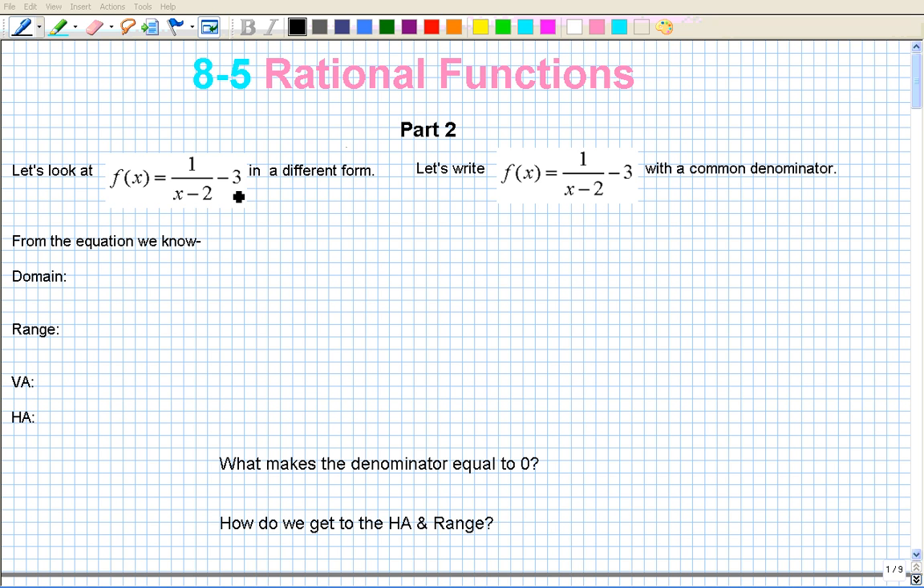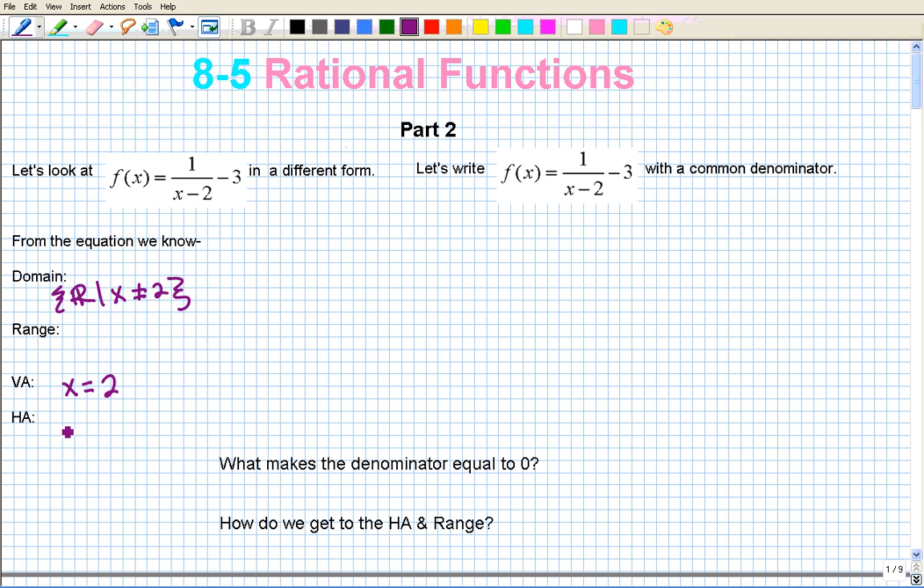First of all, from the equation, we know that since it moved to the right 2, the vertical asymptote is where x is equal to 2. Therefore, the domain would be the set of all real numbers where x is not equal to 2. And that makes sense, because if I plugged in 2, I'd have 2 minus 2, that's 0, and 1 over 0 is undefined.